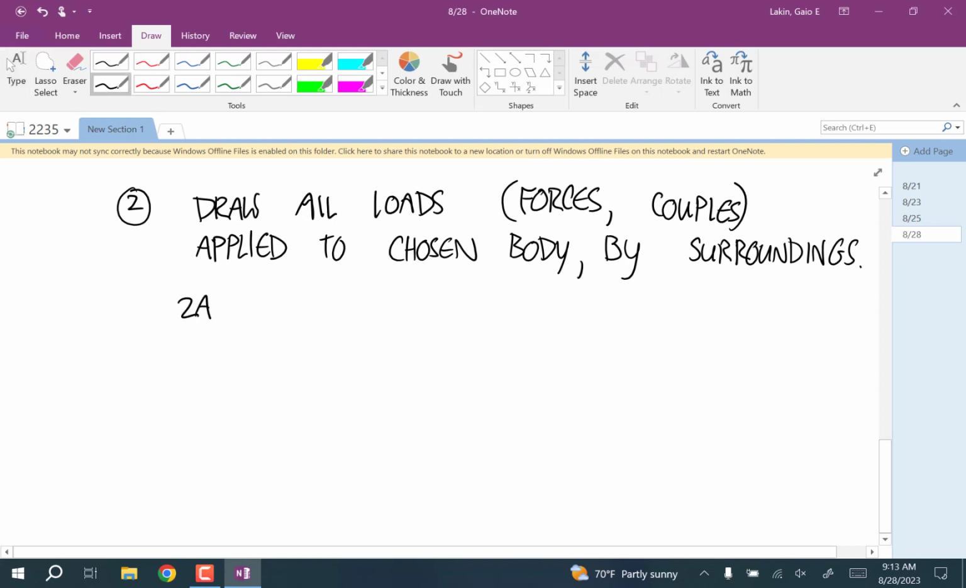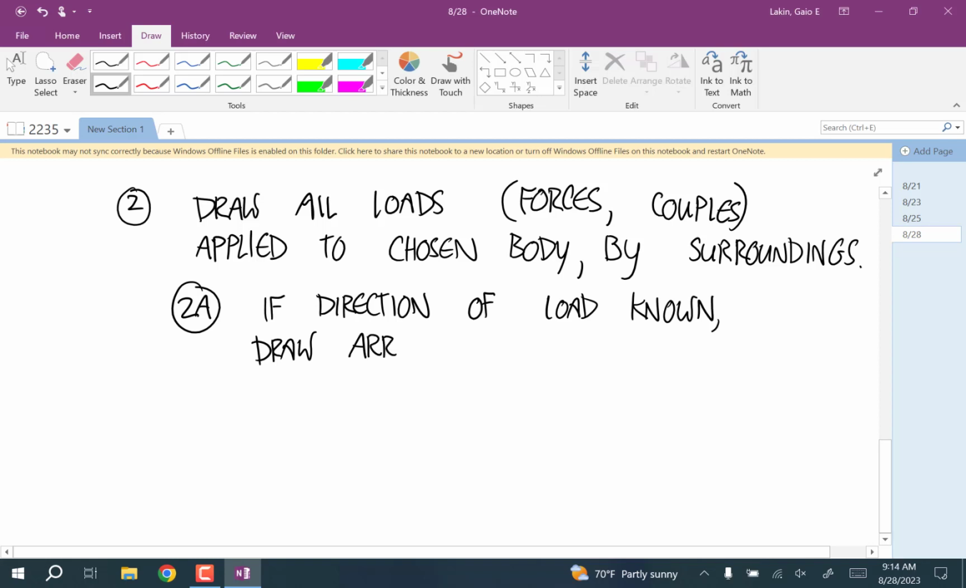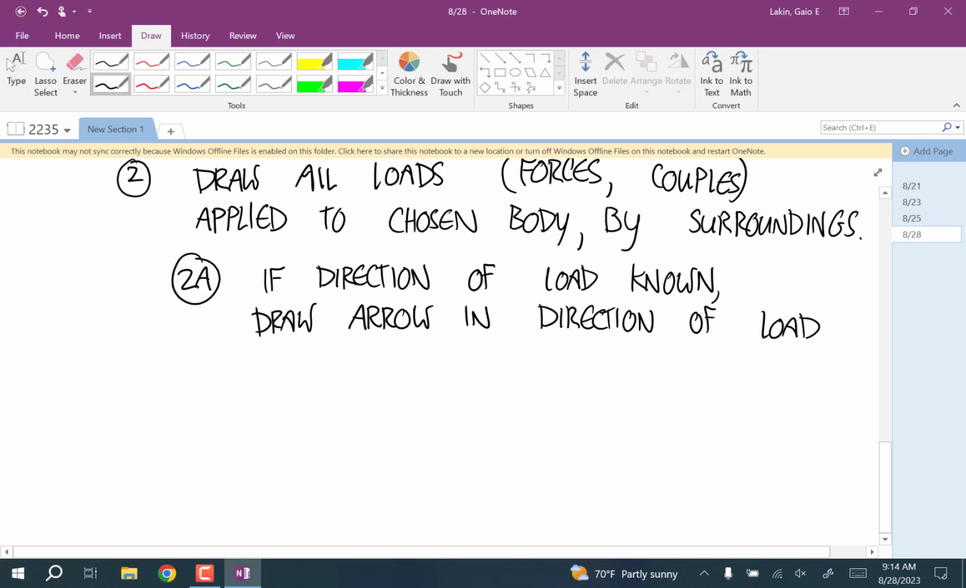Okay, so if the direction of a force is known, or the direction of a load, then draw an arrow in the direction of that load. When we get to couples later on, forces will just be a regular arrow like that. Couples will have a double head like that, which I guess are just meant to show that it's the two forces of the couple. But either way, you're just drawing an arrow in the direction of the load.